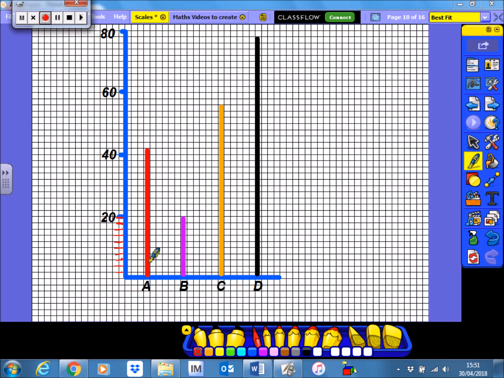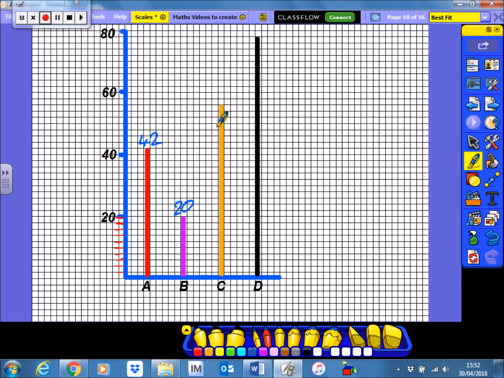So column A, first of all, we can see that it is just past 40. So here's the 40 line. It's up at the next one. Therefore, it must be 40 plus 2. So 42. Looking at column B then. Well, it is bang on the 20 line. Therefore, it's going to be 20.